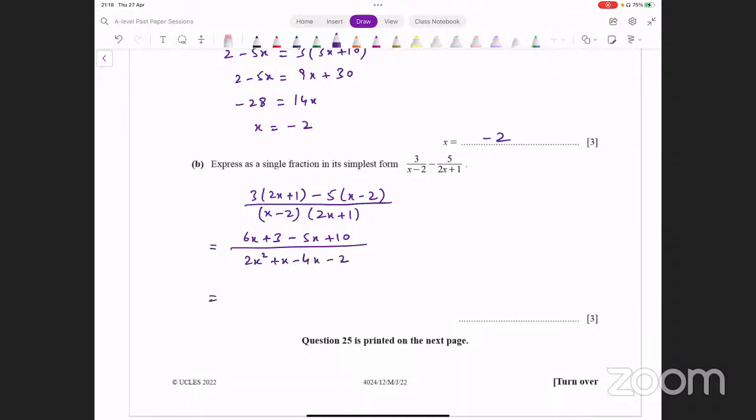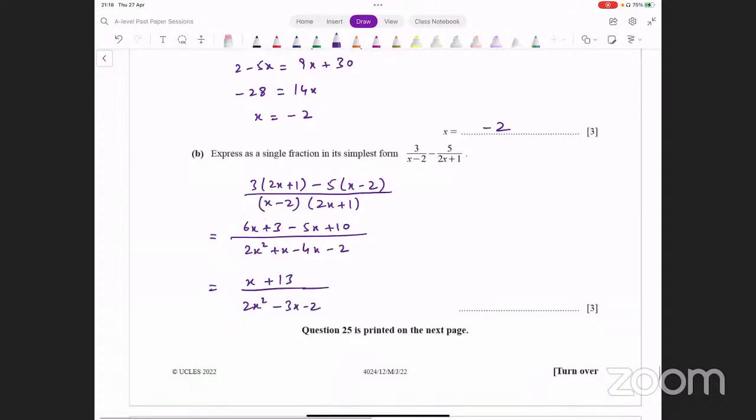Now, what do we get from this? 6x minus 5x, that's x plus 13. In the denominator, we have 2x squared minus 3x minus 2. You have a single fraction, you'll just write that here, x plus 13 divided by 2x squared minus 3x minus 2. And that's your final answer.